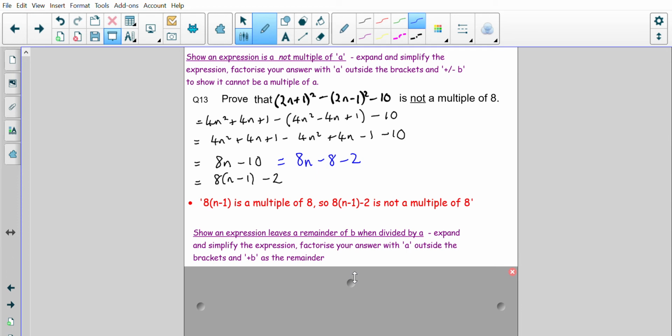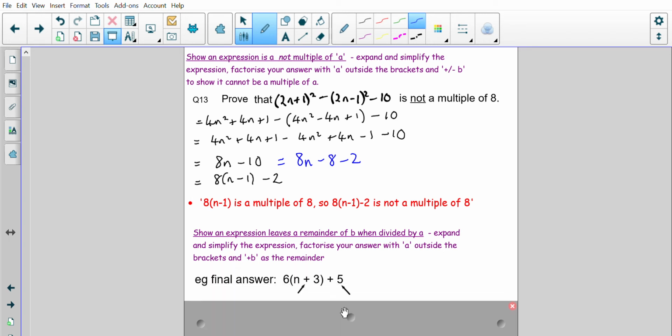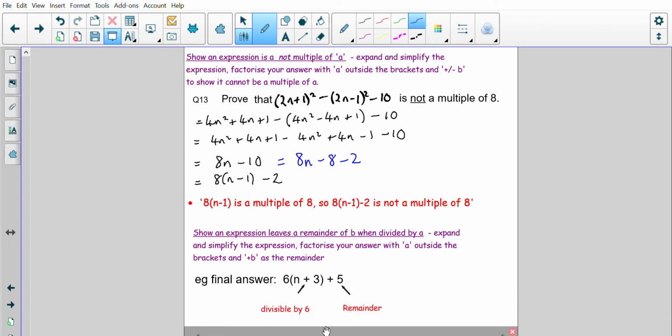We can also use this idea of factorising with a plus or a minus at the end to show that something has a remainder when it's divided by a number. So if, for example, we'd expanded everything, simplified it, and we'd managed to factorise it so that we had 6 outside the brackets, n plus 3, and then a plus 5 at the end, we could show that our expression is divisible by 6, because the 6 outside the brackets here shows we're divisible by 6, with a remainder of 5. The plus 5 would be a remainder.